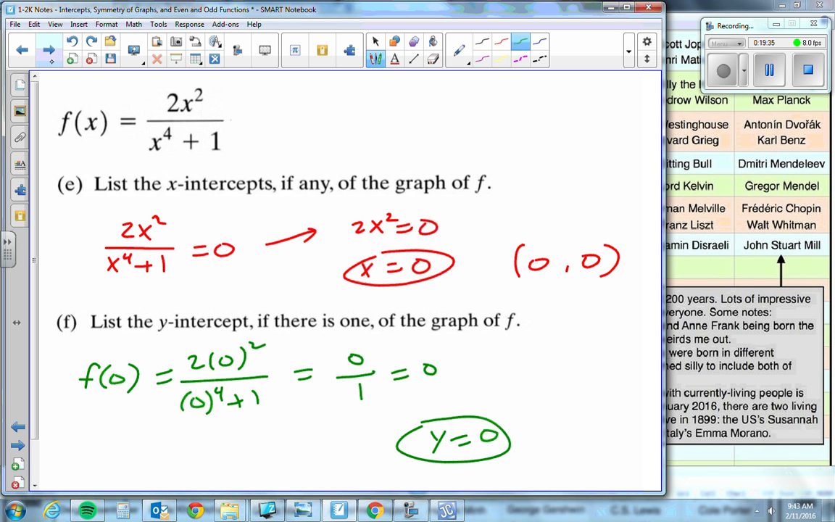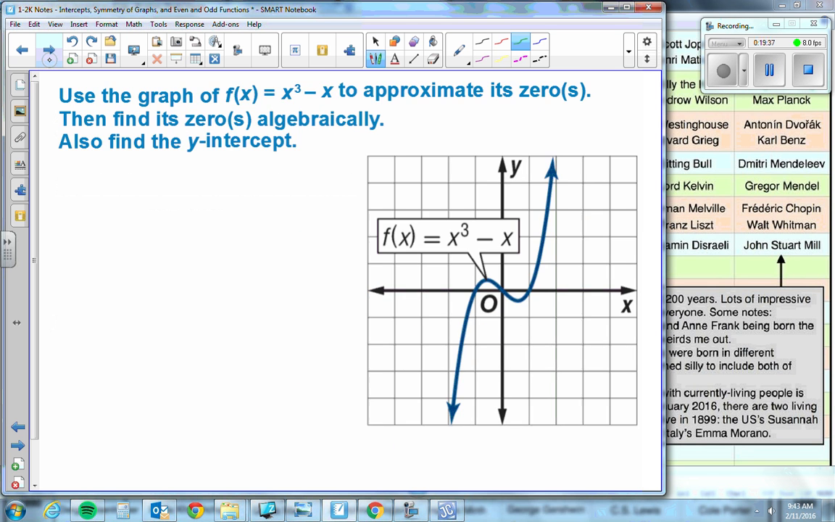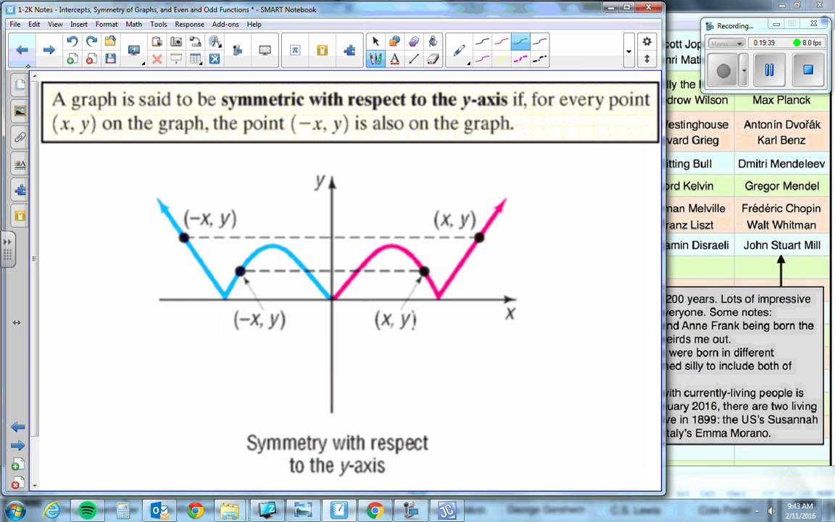Okay. We're going to skip over those. We need to talk about symmetry. Okay? Look, you have 3 kinds of symmetry. Okay, you can get more than these 3 kinds of symmetry, but the 3 you're responsible for is figuring out if the graph has x-axis, y-axis, or origin symmetry.